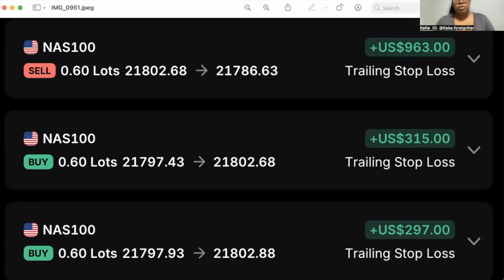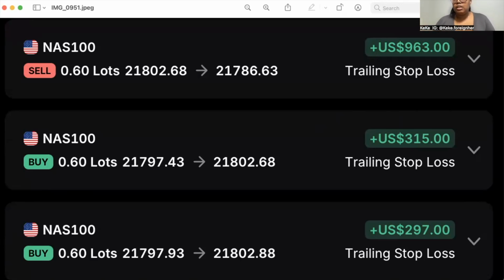So these are some examples of what it should look like when you trail stop. Once again, you should never have a negative balance when it comes to trail stopping. It's a way to secure profits. So you always want to move your stop loss past your entry price in profit, wherever that place is. That might be 50 pips in profit for yourself, might be 100 pips. Hit the trail button, confirm, and just let it ride.